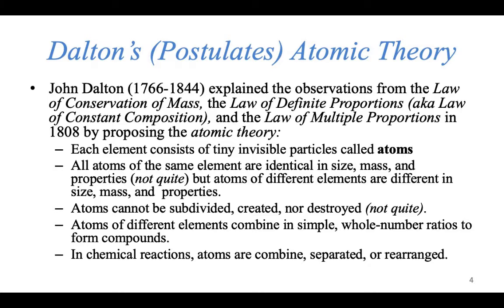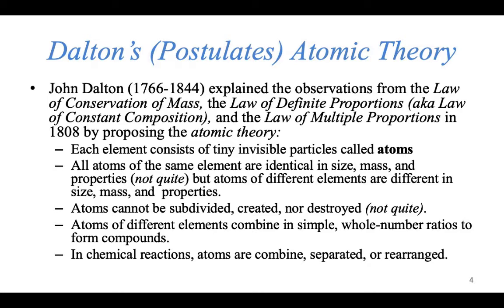In the 1800s, John Dalton reestablished the idea of the atom with his atomic theory, known as Dalton's atomic theory or Dalton's postulates. He based his atomic theory on the law of conservation of mass, which says that mass is neither created nor destroyed, which implies that atoms are neither created nor destroyed as well, the law of definite proportions, and the law of multiple proportions. His atomic theory stated that each element consisted of tiny, invisible particles called atoms.